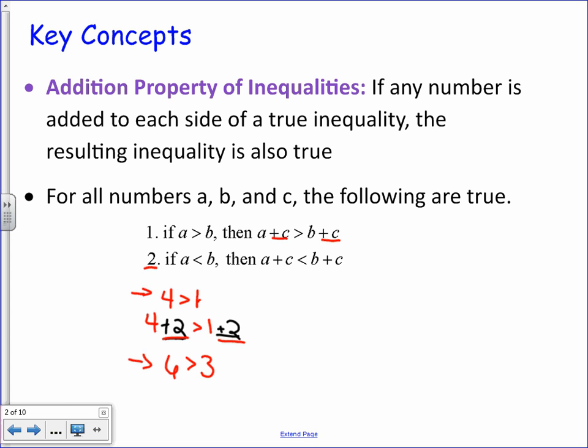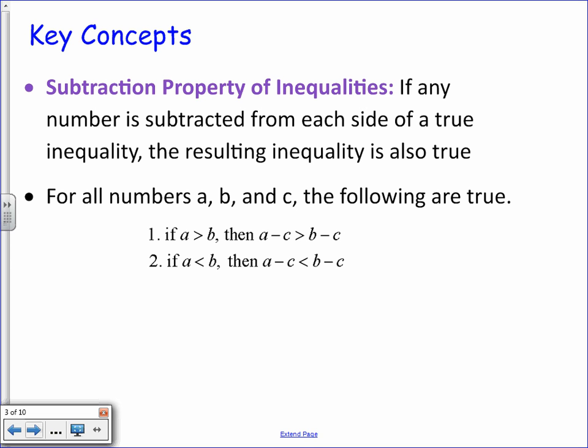Similar to number 2, if a is less than b, then a plus c is less than b plus c. So I add c to both sides. This is also a resulting inequality that is true. So let's say 2 is less than 4, and I'm going to add 2 to both sides. So I have 2 plus 2 is less than 4 plus 2, and that is 4 is less than 6. So if I add the same thing to both sides, I'm still going to get resulting inequalities that are true.